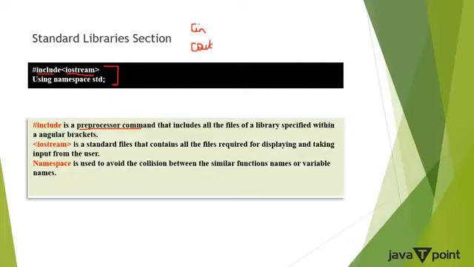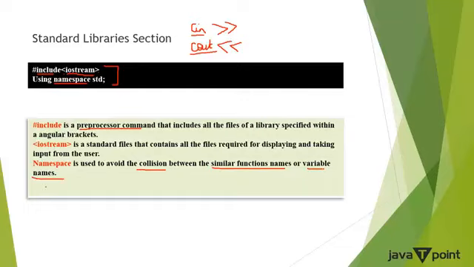where cin is an object of input stream that uses an insertion operator to take an input from the user, while cout is an object of output stream that displays the output on the screen and it uses an extraction operator. So the second statement is using namespace std. Here the significance of namespace is that it removes the ambiguity or it avoids the collision between the similar function names or the similar variable names.